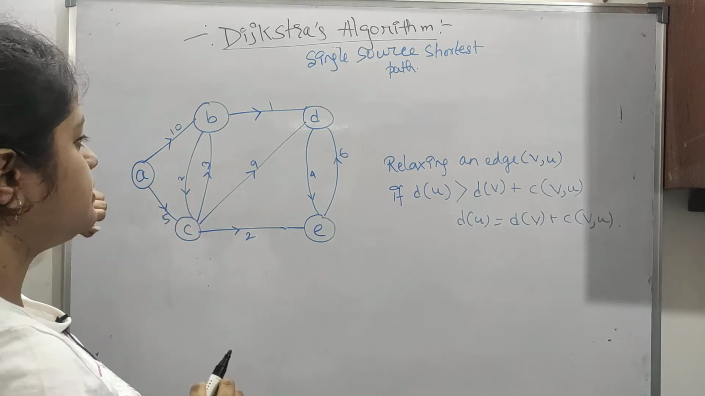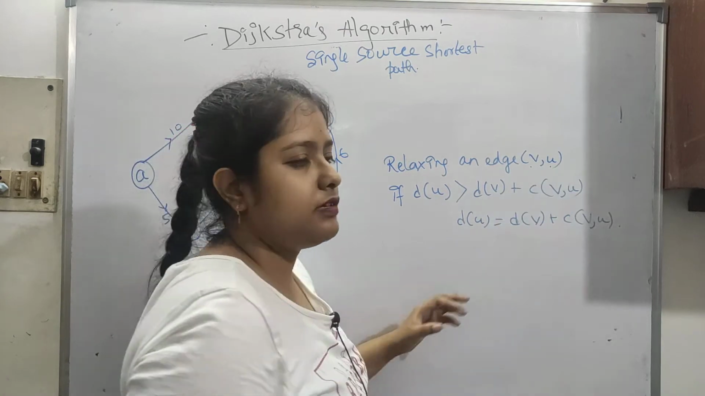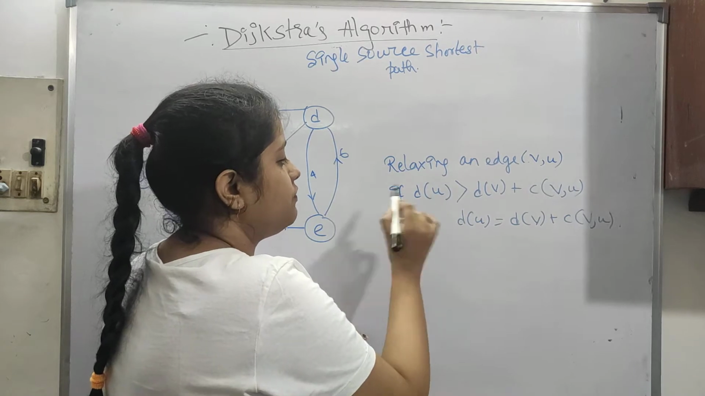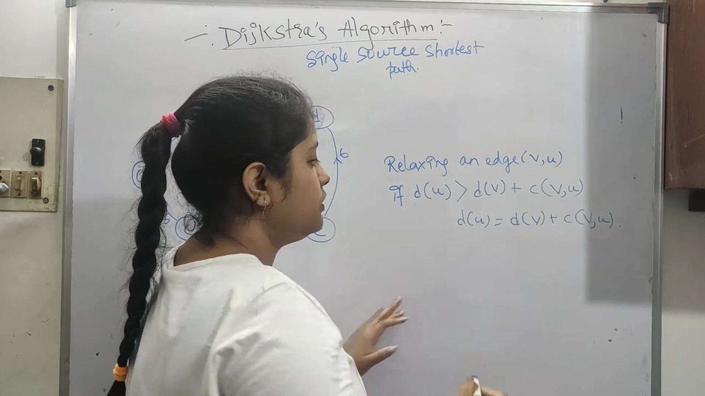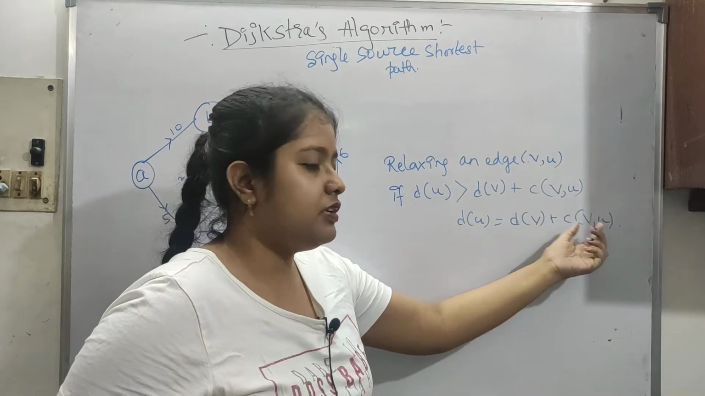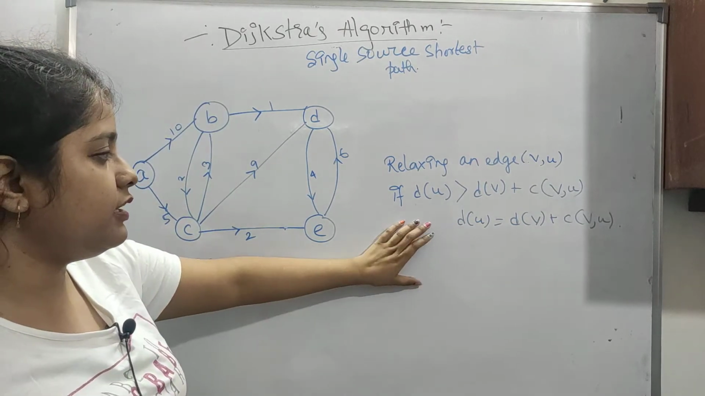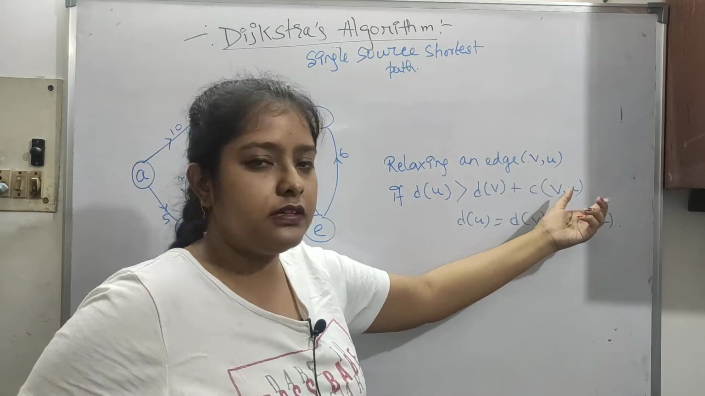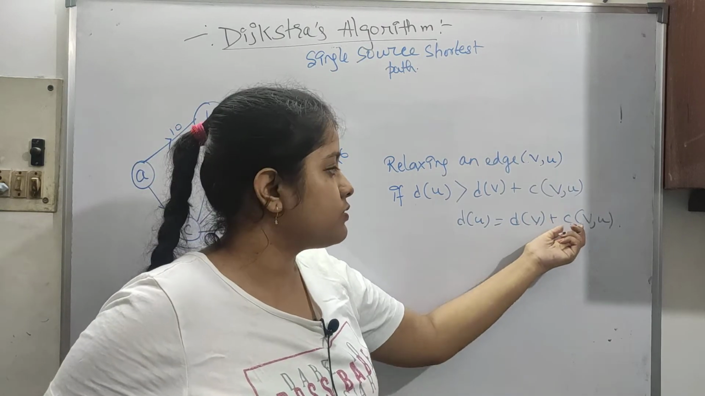Now this is our graph. First, relaxing an edge, let's say from V to U. We will see the algorithm also, but for now: if the distance of U is greater than the distance of V plus the cost of V to U, then the distance of U will come down to dv plus cost of v to u. So you can understand that if the distance of U is greater than the distance of V, the initial vertex, plus the cost of V to U, it will change to distance of V plus cost of V to U.